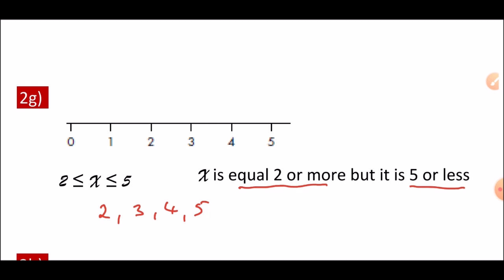So this time, where is 2? 2 is here. Where is 5? 5 is here. And because it's got this line underneath, which means equal to, we're going to shade it in. Same with the 5, it has this sign underneath, so it means it's equal to, and because it's between 2 and 5, we just join like that. Should be a straight line. So that shows that x can be 2 or more and x can be 5 or less.